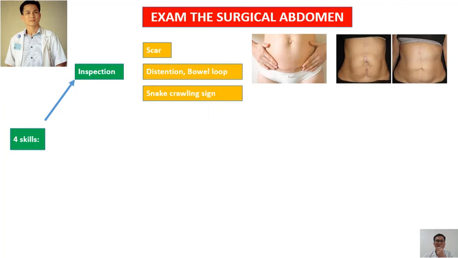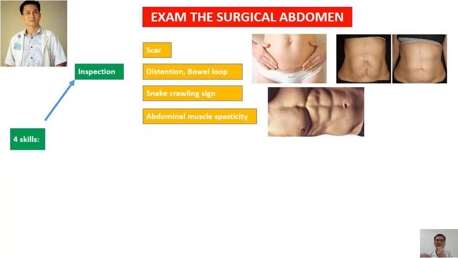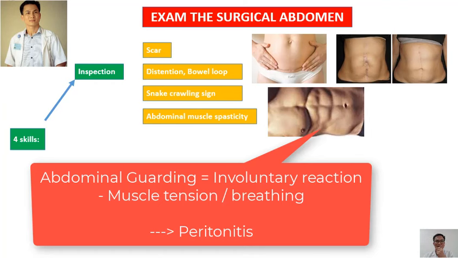Next is abdominal muscle spasticity. Guarding is the involuntary tensing of the abdominal muscles in response to pain on palpation, and it, along with reduced or absent mobility of the abdomen during breathing, strongly suggests peritonitis.